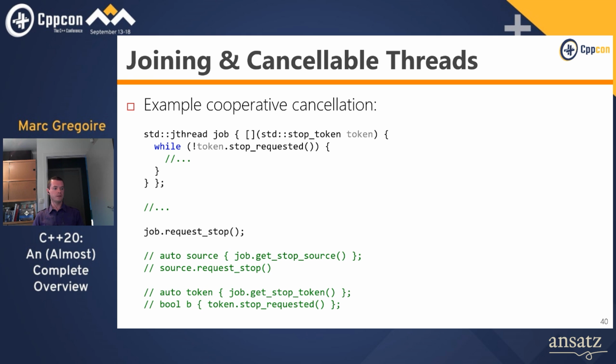And then somewhere else in your code, you can say that the job should stop. You can also ask for the stop source, and then you can ask the thread to stop through the stop source. And finally, you can ask for a stop token as well, and then through the token, you can figure out whether a stop has been requested or not.